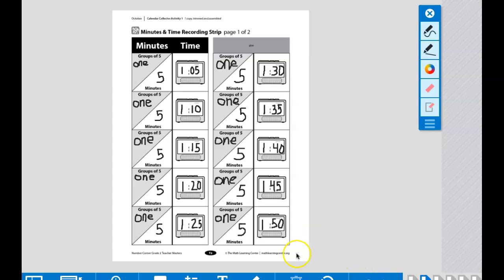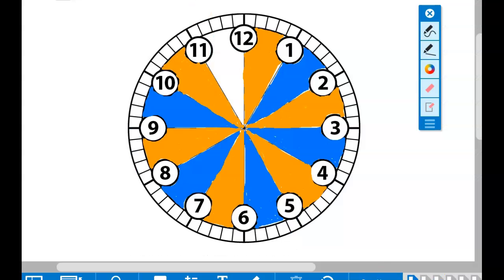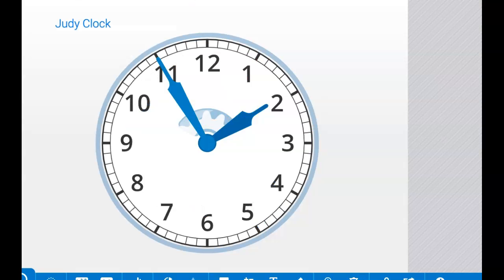Now let's have a look at our minutes and times recording strip. We've counted all of our groups of 5. We left off here at 1:40 last time, but remember I updated for us for 1:45, 1:50, and for today 1:55. Now we're going to go back to our Judy clock. We're going to collect our last group of 5 minutes, and then we'll fill in this last part of our collection. So let's look back at our clock, and we're going to count our last group of 5.